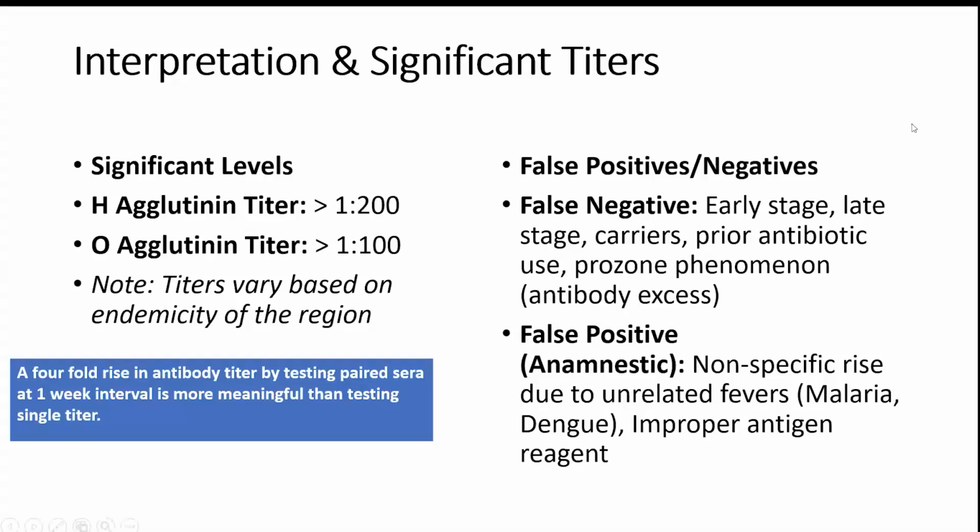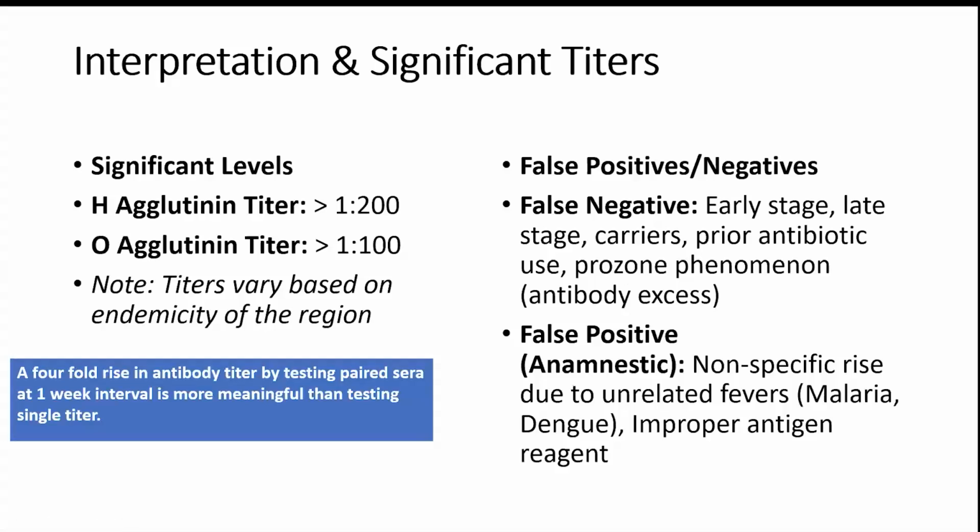There are false positive and false negative results for the Vidal test. The false negative test can appear in the early stage. As I said, the Vidal test becomes positive only after the first week of fever. So if you are testing in the early stage, 3-4 days of fever, it will come negative. In the late stage also, it may come negative. In carriers, the Vidal test may come negative. If there is prior antibiotic use, it may come negative. And if there is a lot of antibody inside the body, it may come negative due to the prozone phenomenon.